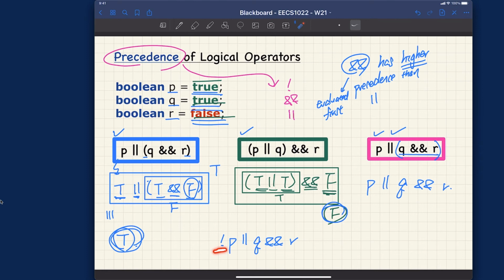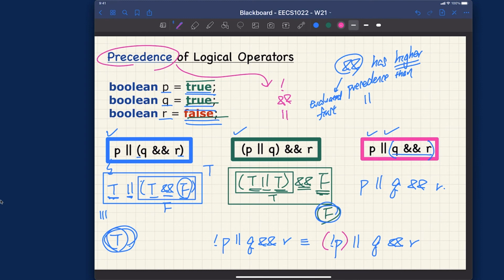So that means this part must be evaluated first. Then we know that conjunction also has higher precedence, so this one has to be evaluated next. And then finally, disjunction. So this is equivalent to, let me write it down for you: evaluate the highest one over here first, evaluate this next, and then use disjunction. You can try different ways of bracketing it.